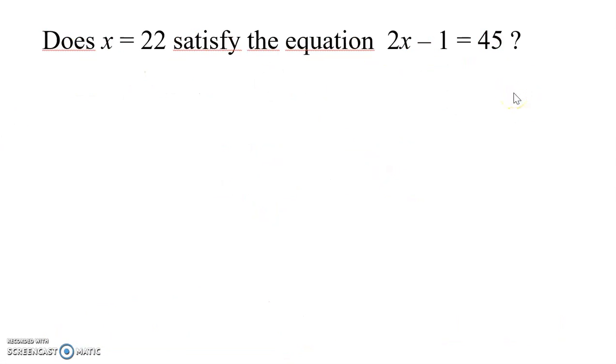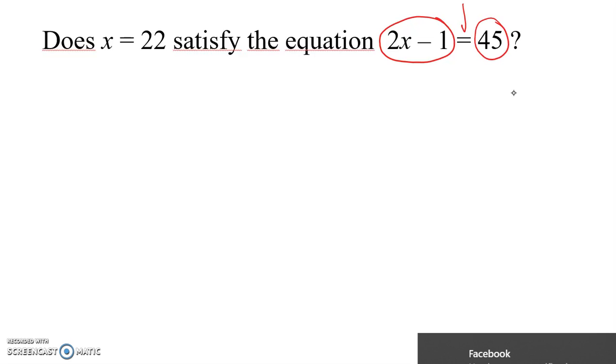So here's an example. Does x equals 22 satisfy the equation 2x minus 1 equals 45? Let's have a look at how this should be set out. This equation has a left-hand side, and this equation has a right-hand side, and the equal sign joins the left-hand side to the right-hand side.